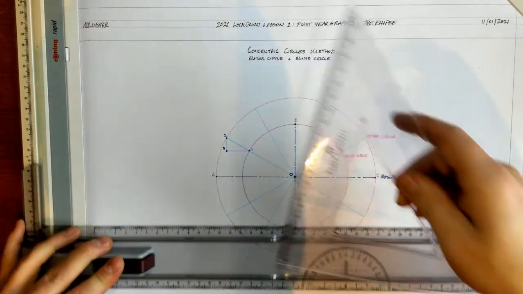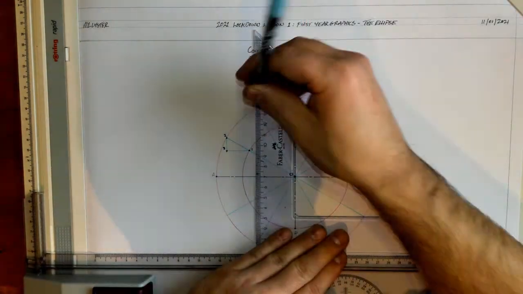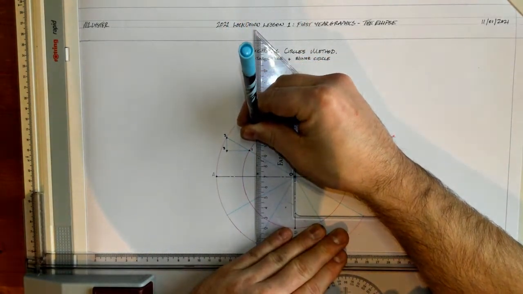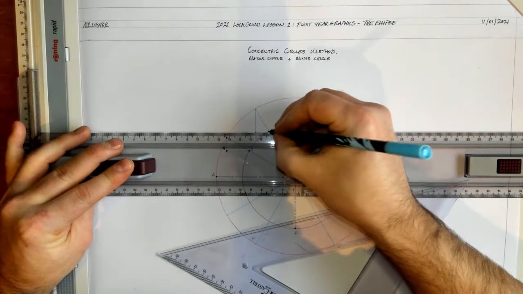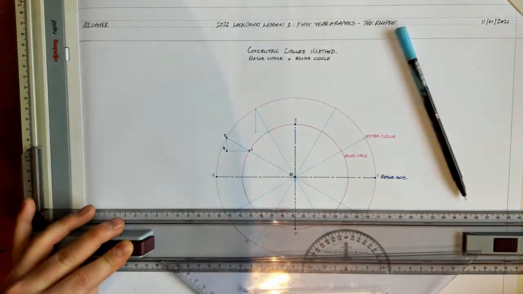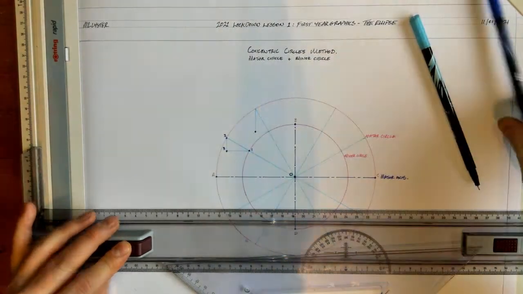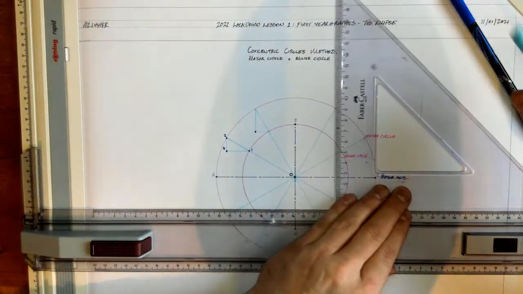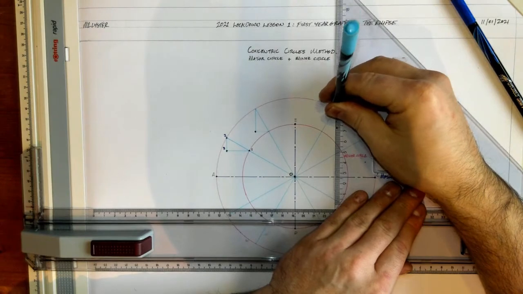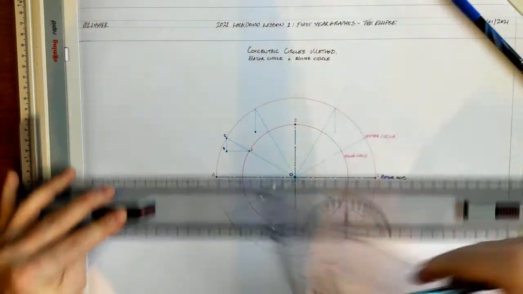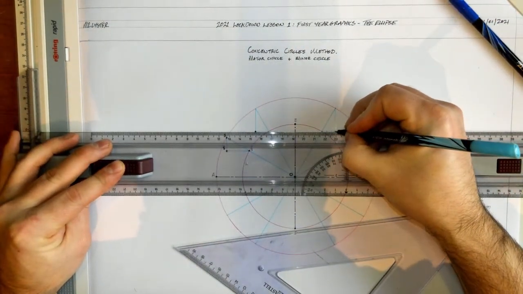So now what I'm going to do is repeat that same method for each of the points. So now, down and across, and always mark your point when you have it found. Try to keep things nice and tidy if you can. Down and across.